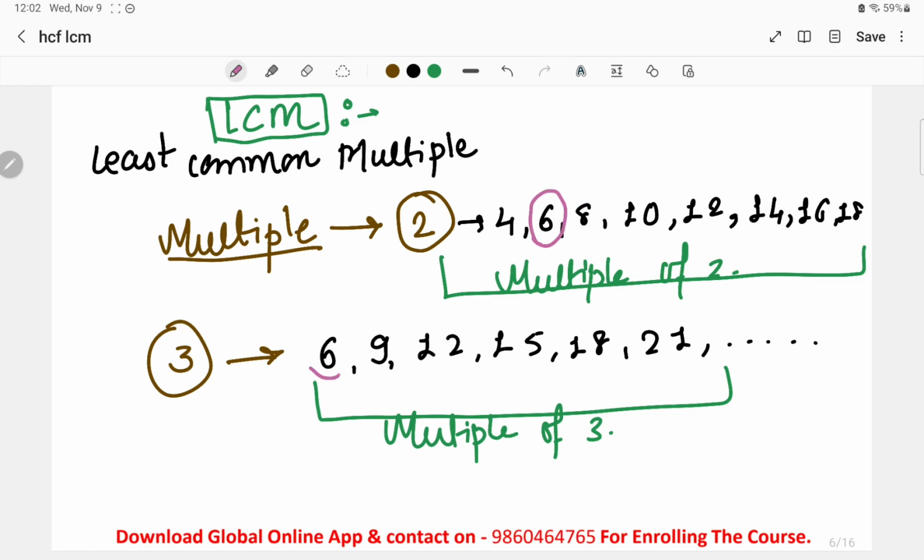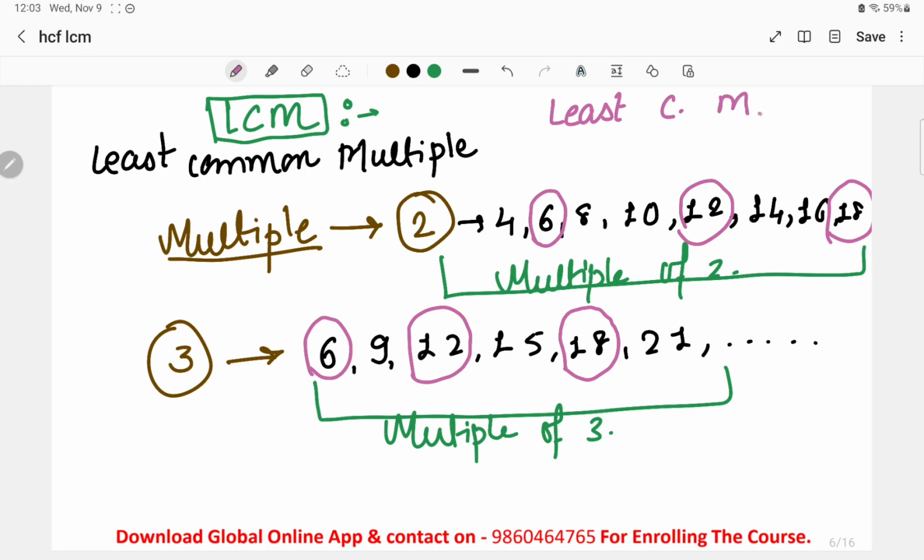6 is the one which is a multiple of 2 as well as a multiple of 3. Similarly 12 is a multiple of 3 as well as a multiple of 2. Similarly 18 is again a multiple of 3 and a multiple of 2 also, and so on. So these are the common multiples. From the least common multiple, that is LCM, we have understood the term common multiple. The common multiples in the case of 2 and 3 are 6, 12 and 18. So common multiple is something that we have understood.